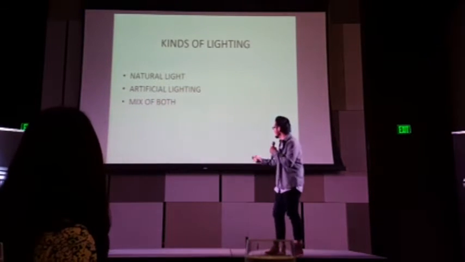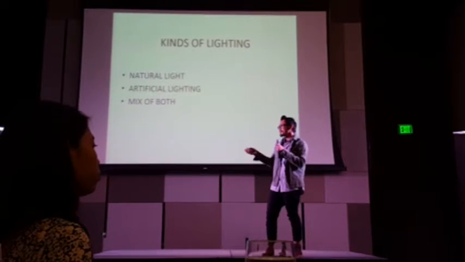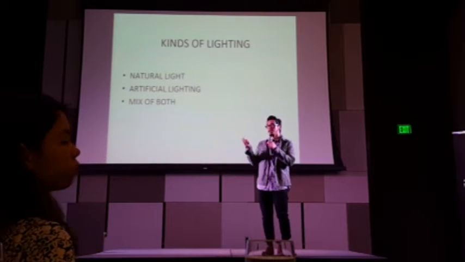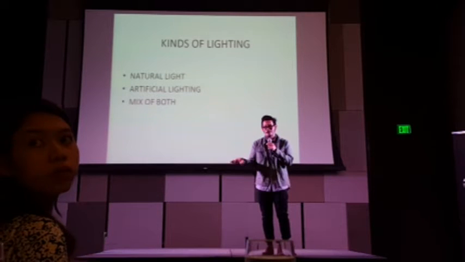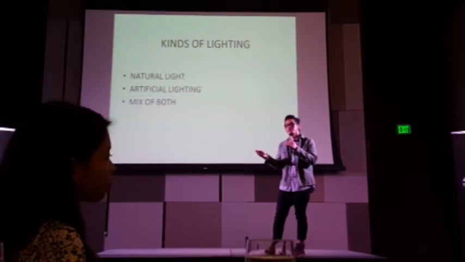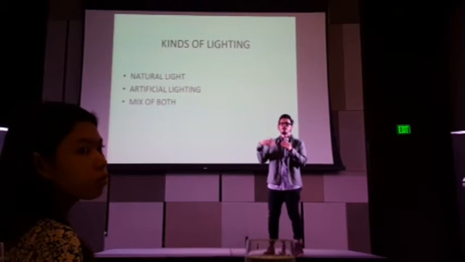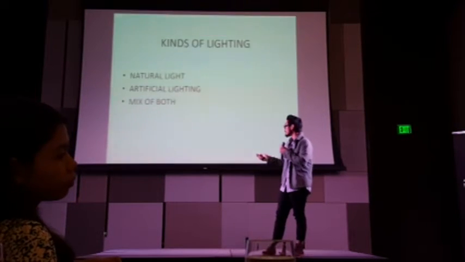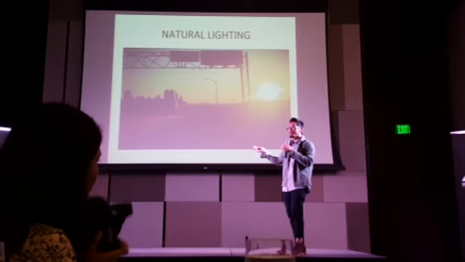Okay, the second one is artificial lighting. Artificial lighting is like the flash, the strobes, the ambient light in your house and all, and a mix of both light. Of course, if there's a situation where there's a window and you need more light, you use a flash or something. So this is a sample of natural light.